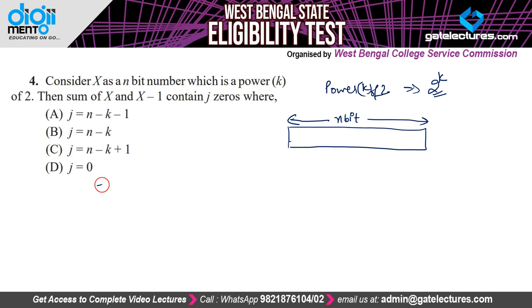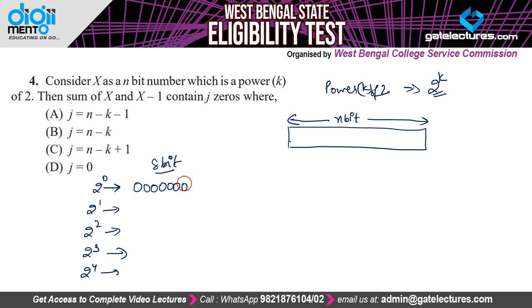Now you can clearly see, how do you represent 2 raised to power 0, and 2 raised to power 1? How can you represent all these powers of 2? Because if you represent all these powers of 2, then you can easily solve these questions. Assume a total of 8 bits. Now 2 raised to power 0 can be represented like this: 7 zeros and a 1 here.